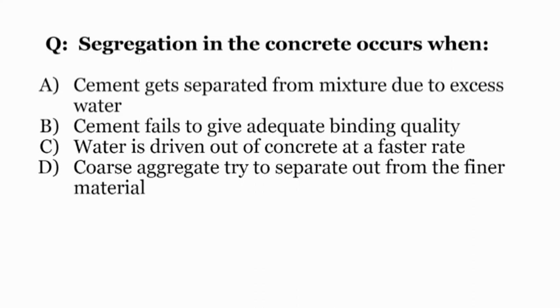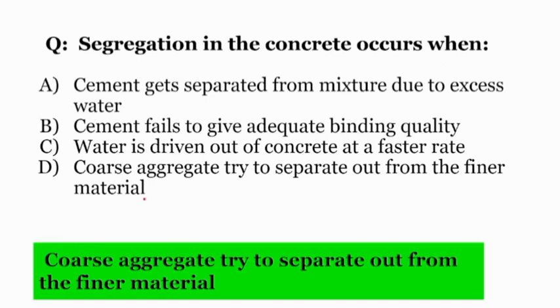Segregation in concrete occurs when: option A, cement gets separated from mixture due to excess water, that is not correct. Option B, cement fails to give adequate binding quality, that is also not correct. Option C, water is driven out of concrete at a faster rate, that is also not correct. Option D, coarse aggregate tries to separate out from the finer material. Option D is the correct answer. When coarse aggregate separates from the rest of the material, it is known as segregation.